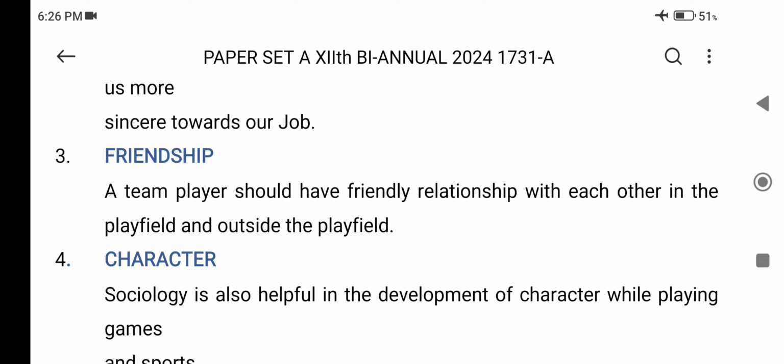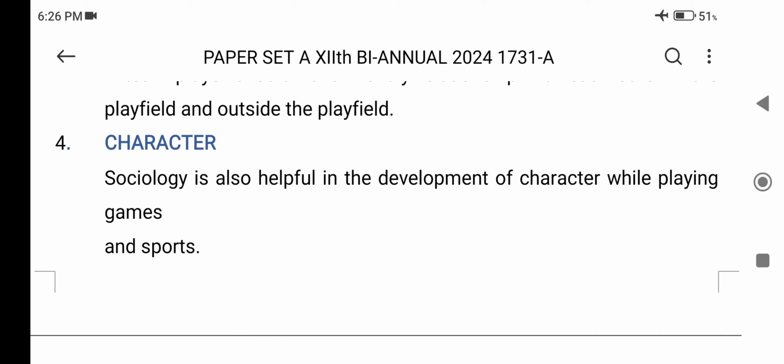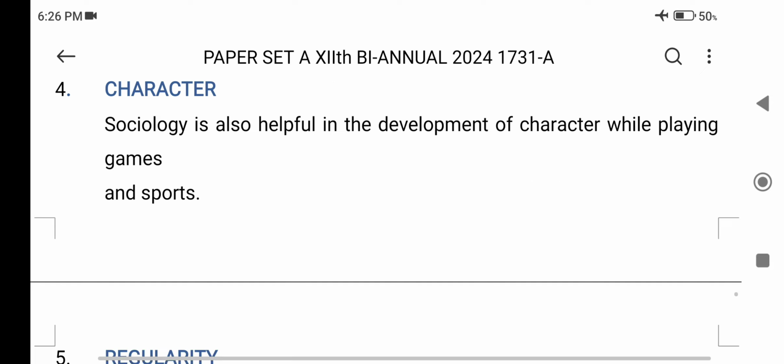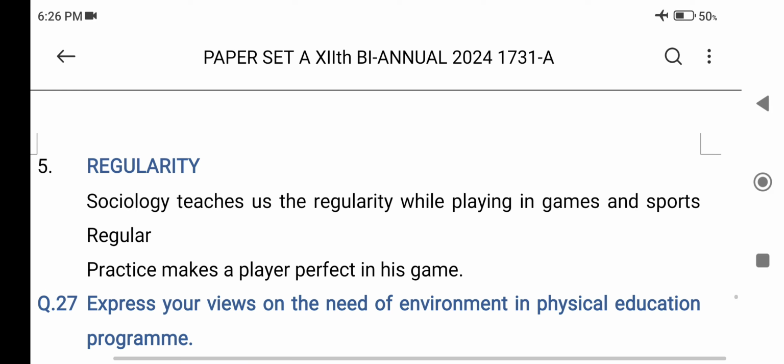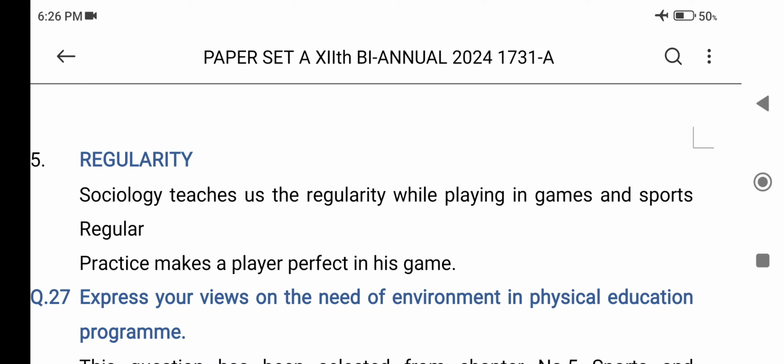3. Friendship. A team player should have friendly relations with each other in the playfield and outside the playfield. 4. Character. Sociology is also helpful in the development of character by playing games and sports. 5. Regularity. Sociology teaches us regularity while playing games and sports. Regular practice makes a player perfect in his game.